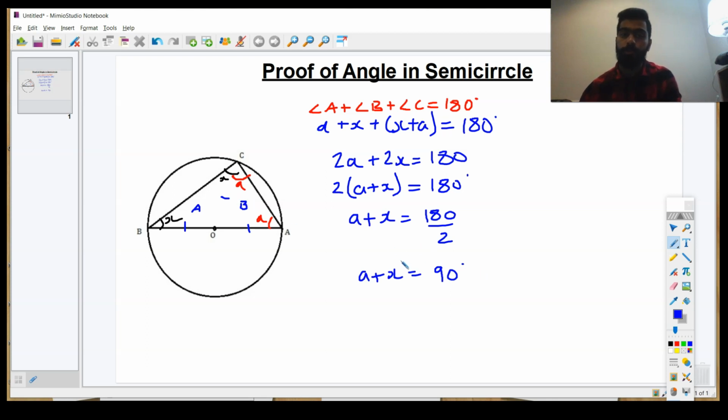So what this proof states is that however much the measure of these two angles are, the angle that is provided here will always be a right angle, which is equal to 90 degrees.